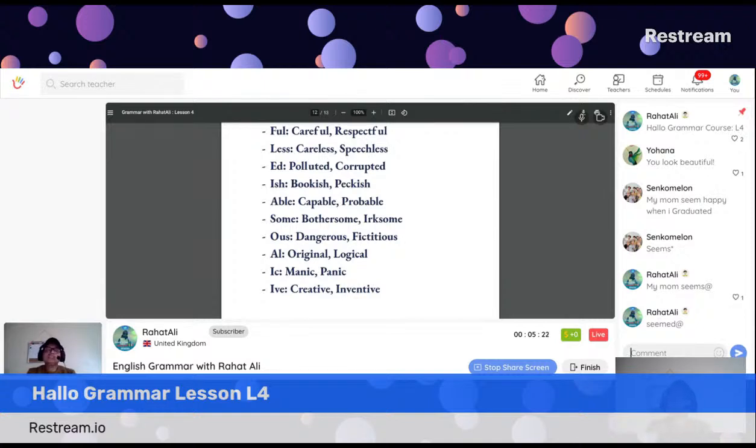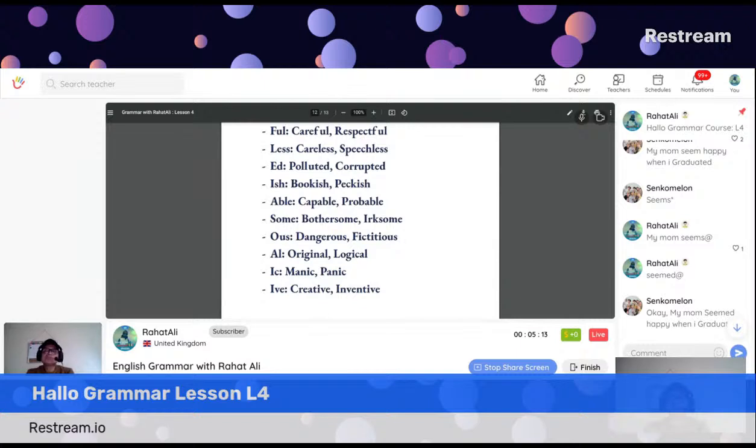Okay, so these are some ways you can always remember and recognize that these are adjectives, like full, as I said, and then able, capable, probable, some like bothersome, irksome. Now, correct. Well done, Sanko. Then ous like dangerous, fictitious, magnanimous. Then al like original, logical, physical. And then ic like manic, panic. Can you say, oh, in panic mood? He's in panic mood. So here, panic is an adjective. Like ive, creative, inventive.